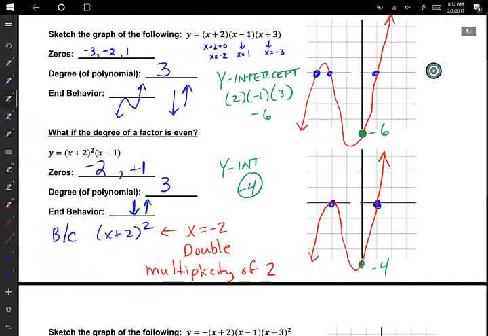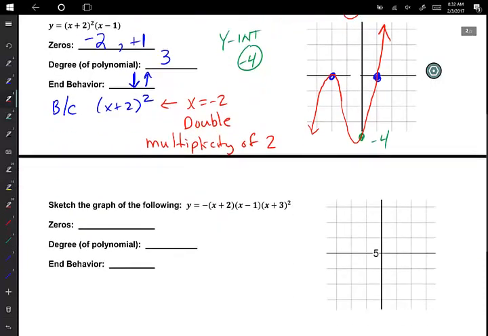Questions there? That's a double root versus a single root. That's the difference between those two problems. A triple root is going to hit it, a little zig, and go through. Maybe one of them later.